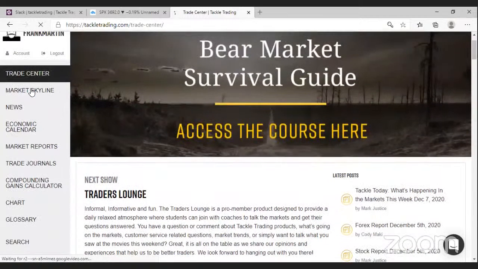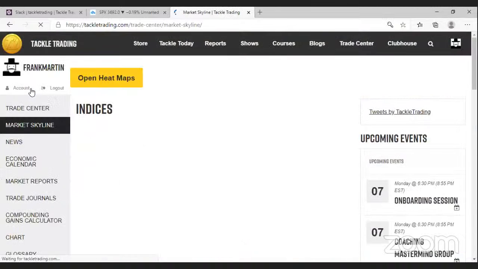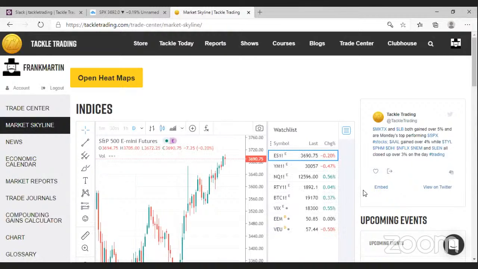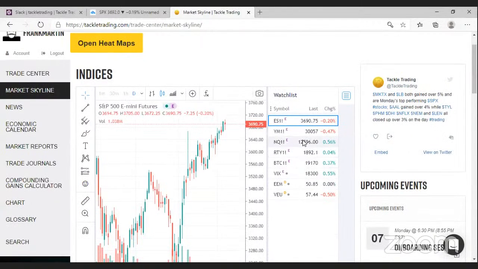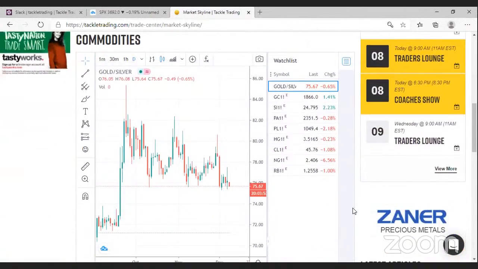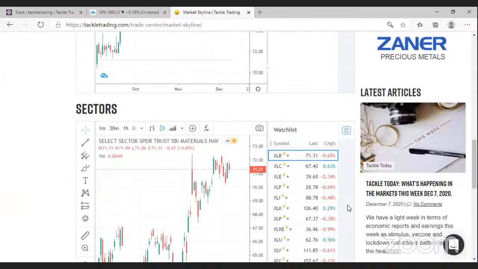There is a link to the Market Skyline. Here in the Market Skyline, this will bring up a page where we've got the major indexes, right? Hey, what did the market do today, right? A lot of nothing, right? A lot of back and forth, a little bit to the downside, but nothing too dramatic. So all our indexes, the S&P, the Dow, the NASDAQ, RUT, Bitcoin, the emerging markets, the major commodities, gold, silver, copper, crude oil, nat gas, right? As well as the sector spider ETFs.